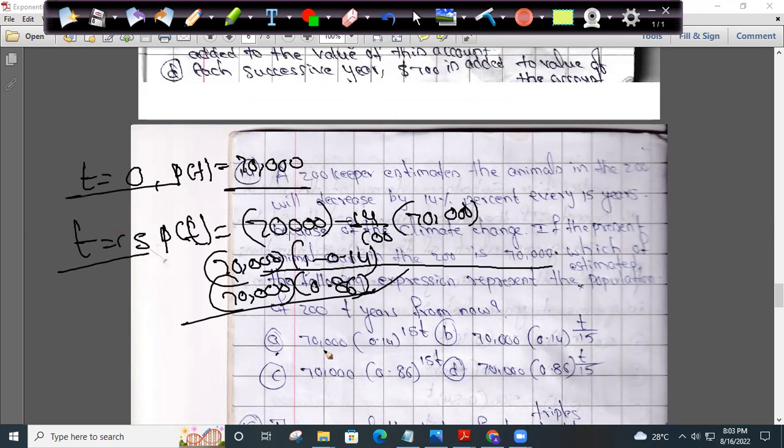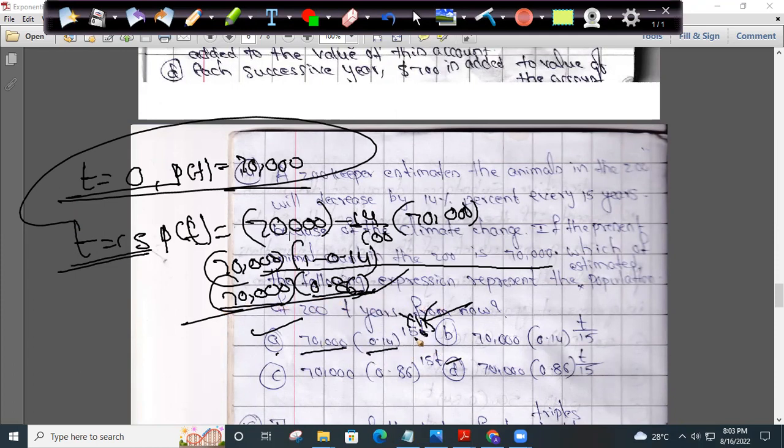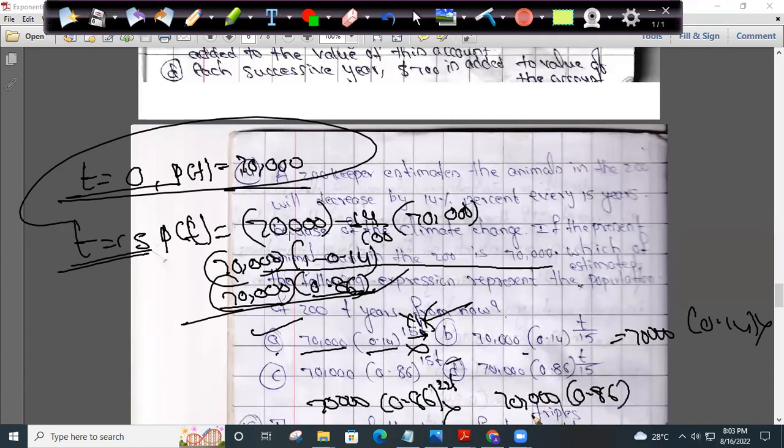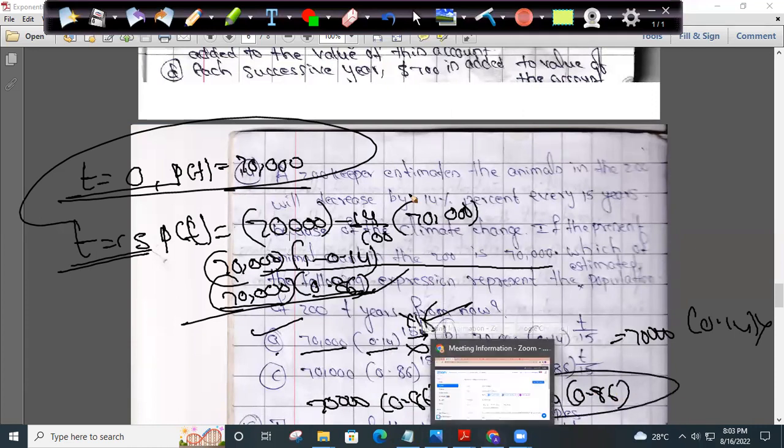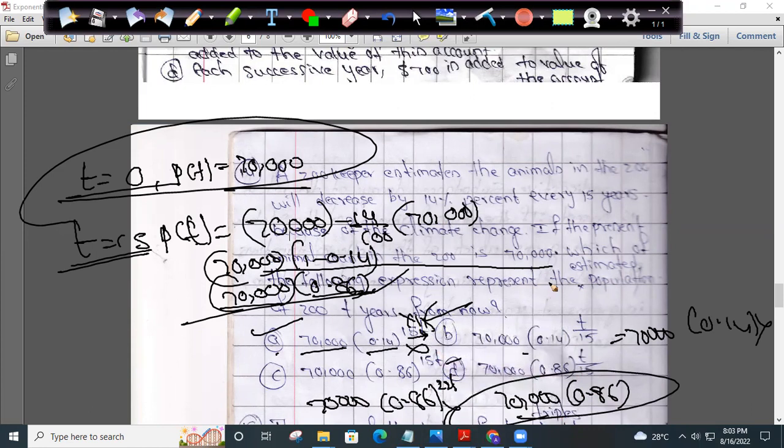Now I put t equal to 0 and I get 70,000 in every option, so there is no use with this. Now put t equal to 15. I'm not getting 70,000 times 0.14 to the power 225, I'm getting 70,000 times 0.86. The option where I'm getting 70,000 times 0.86 is D for Delhi. So D for Delhi should be my answer. 100% perfect and clear answer.